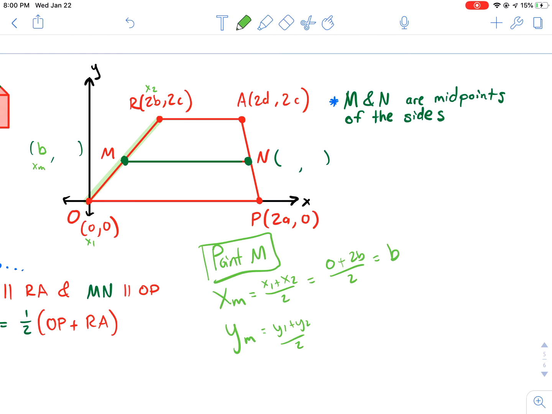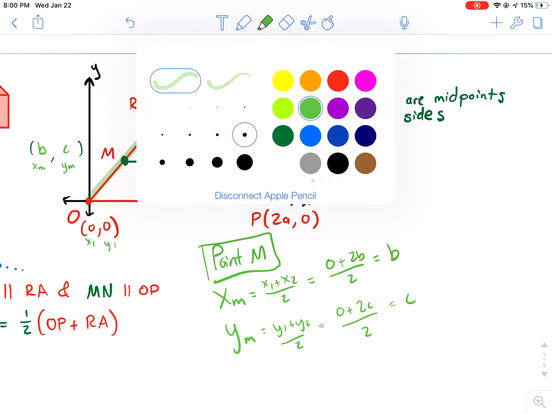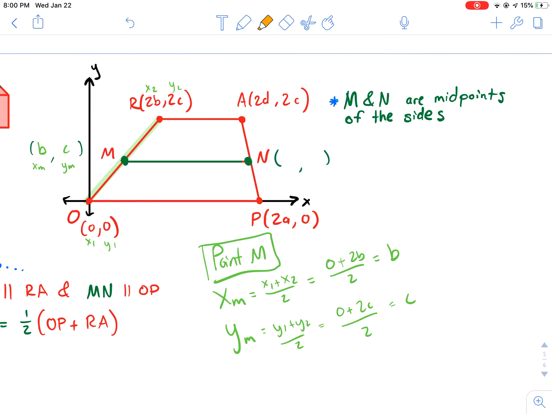Now we're going to do the same process with our Y1 and Y2. So Y1 is 0 plus Y2, which is 2c. 0 plus 2c is 2c. 2c divided by 2, c. So we're going to pop that guy in there, and that is our y value. Again, pause anytime if you're getting lost or you need time to copy down. Rewind if you need it explained again.